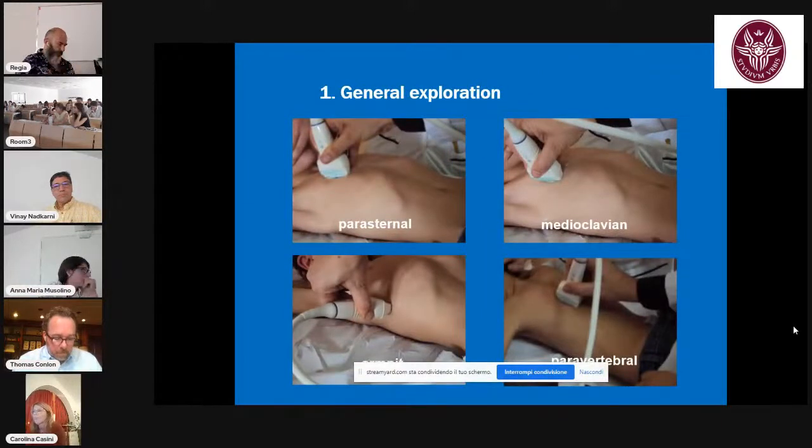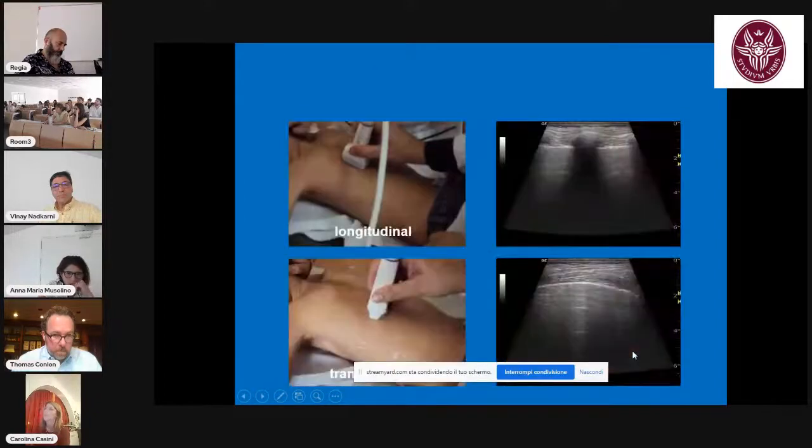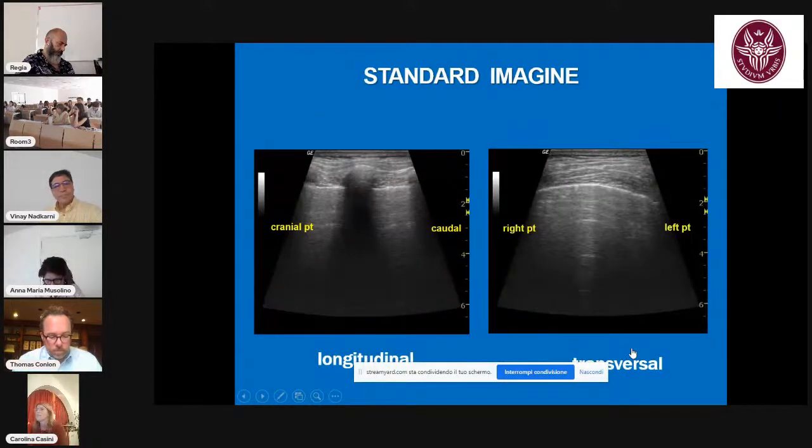How can we perform the exploration in the emergency room? We start with the general exploration in these lines: parasternal line, medioclavicular line, armpit, and paravertebral line. And then we start with the examination in particular, by longitudinal scans and by transversal scans. The standard imaging is this that we can see.